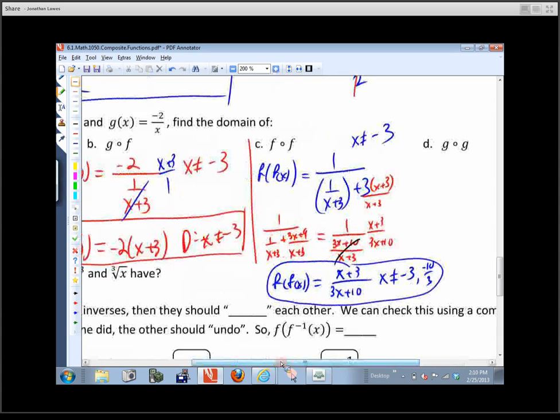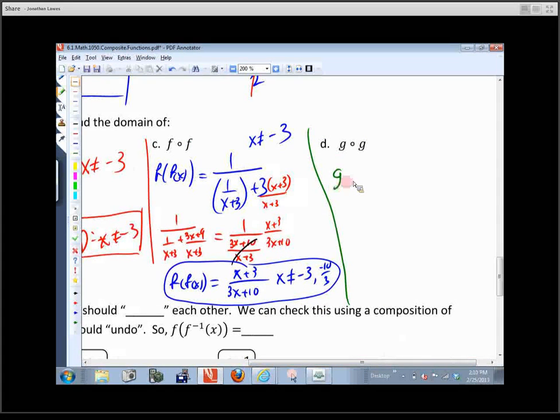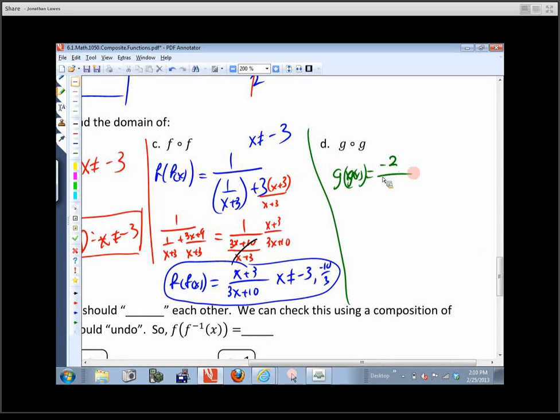And g of g is actually pretty easy. So let's take a look at that. It's negative 2 over x. So if I find g of g of x, it's negative 2 over negative 2 over x. Now, what am I throwing out to begin with? I'm throwing out a 0.